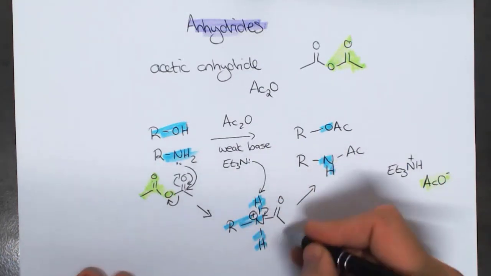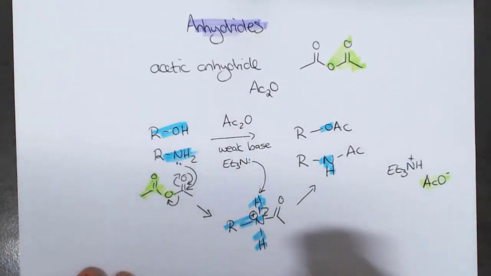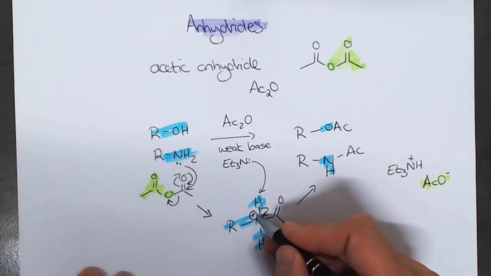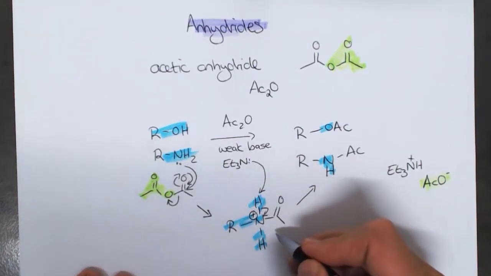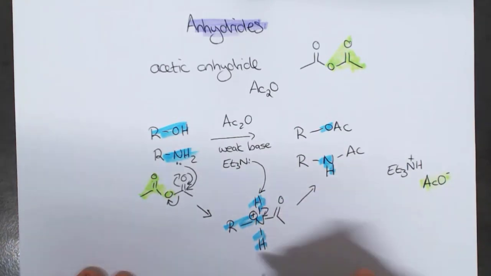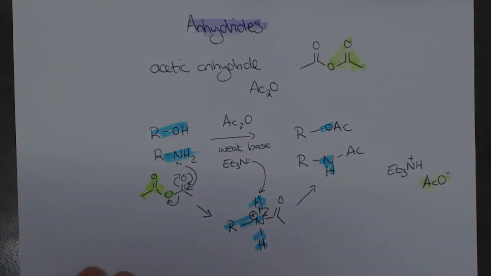It's only strong enough to deprotonate once the reaction has happened, and we've now got a positively charged ammonium over here. This is an amide version of that, so that's actually a lot more acidic, and so it can deprotonate that over there.